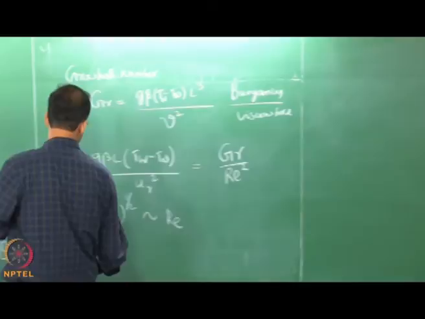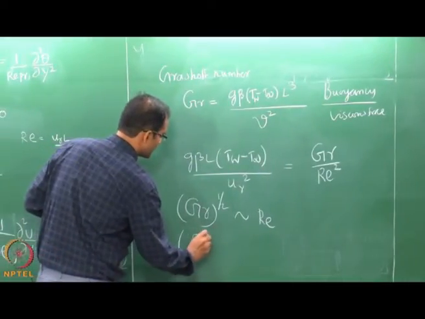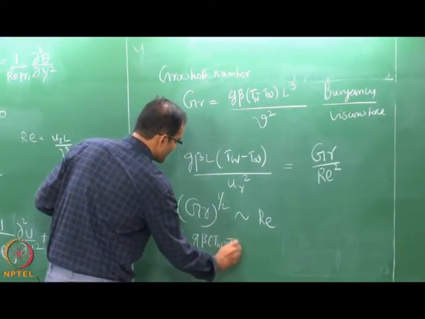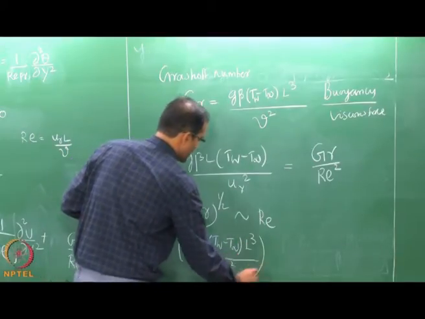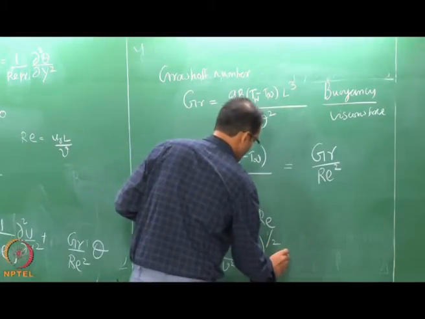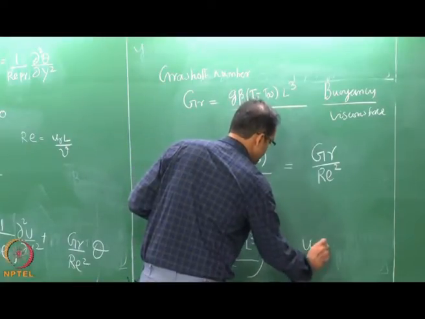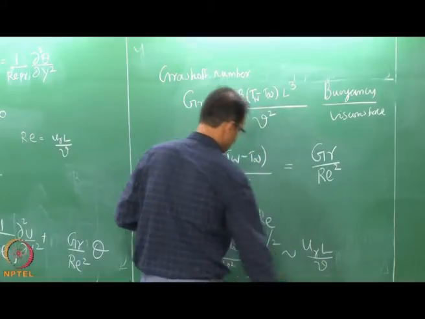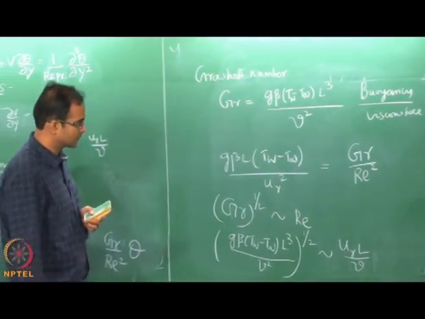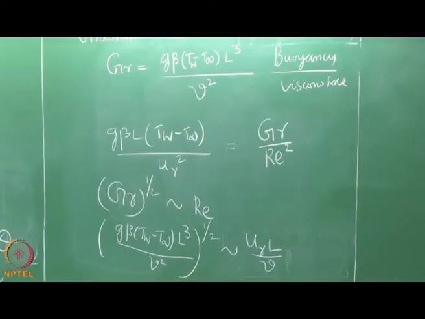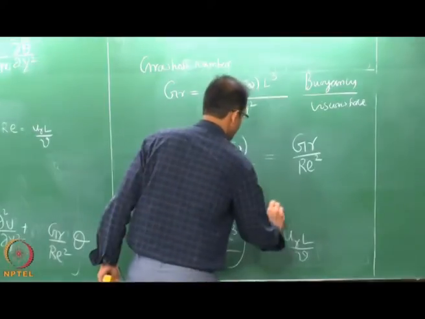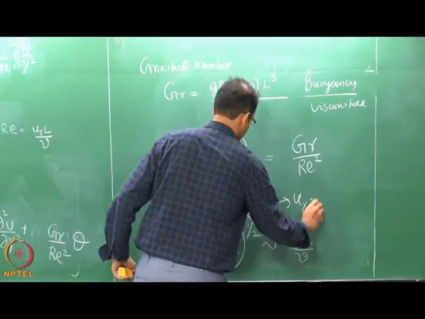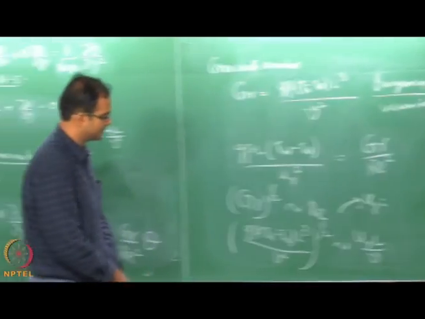Okay. So, this is nothing but g beta T wall minus T infinity L cube divided by nu square, to the power half, which is equal to u r L by nu. So, from this what do you get for u r?